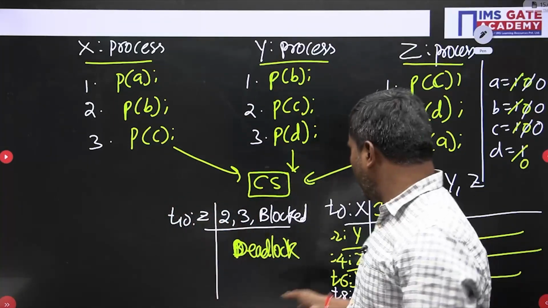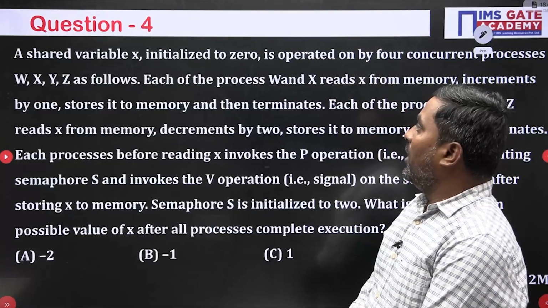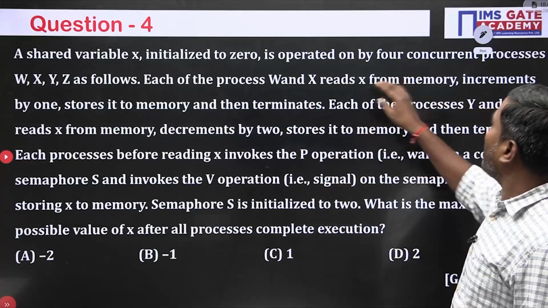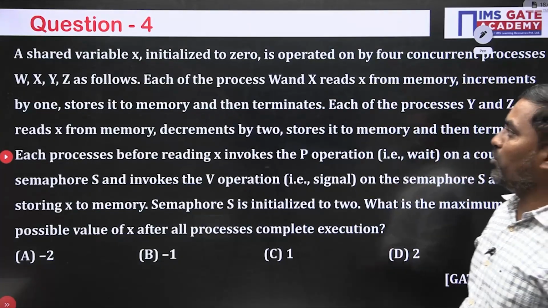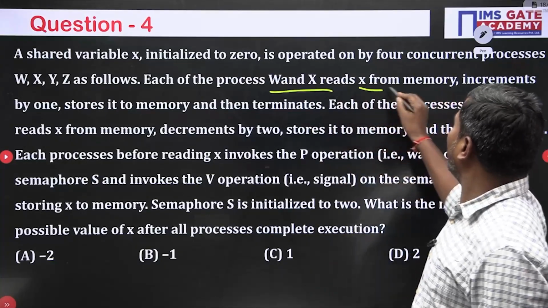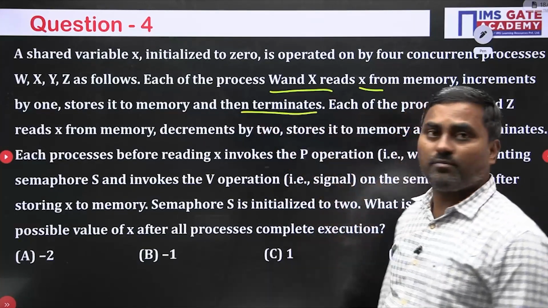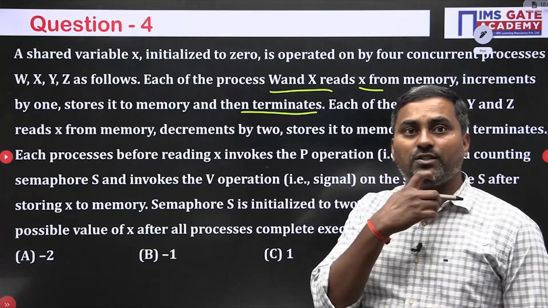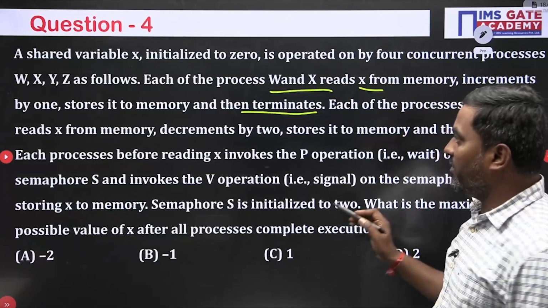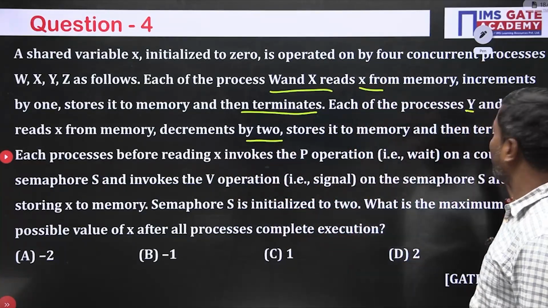We'll see one more question based on semaphores. Okay, let me take one more question here. A shared variable x initialized to 0 is operated on by 4 concurrent processes W, X, Y, Z as follows. Each of the processes W and X reads x from memory, increments it by 1, stores it in memory, and then terminates. Each of the processes Y and Z reads x from memory, decrements it by 2, stores it in memory, and terminates.